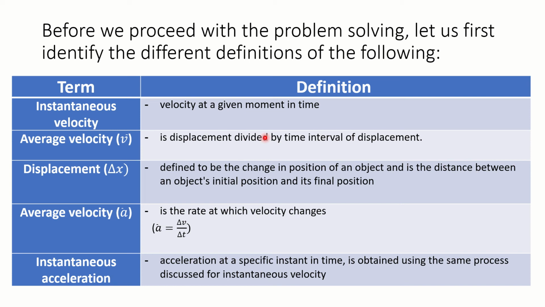Your average velocity is change of v over change of t, while your instantaneous acceleration is just the specific instant in time obtained using the same process discussed in instantaneous velocity. Now, don't worry, this is very, very easy. Don't be worried because these are just terms, but if you try to understand it, instantaneous velocity is at an instant. This is average acceleration, I'm sorry. Average acceleration is still average. Your displacement is just the final minus the initial, and instantaneous acceleration, same thing.